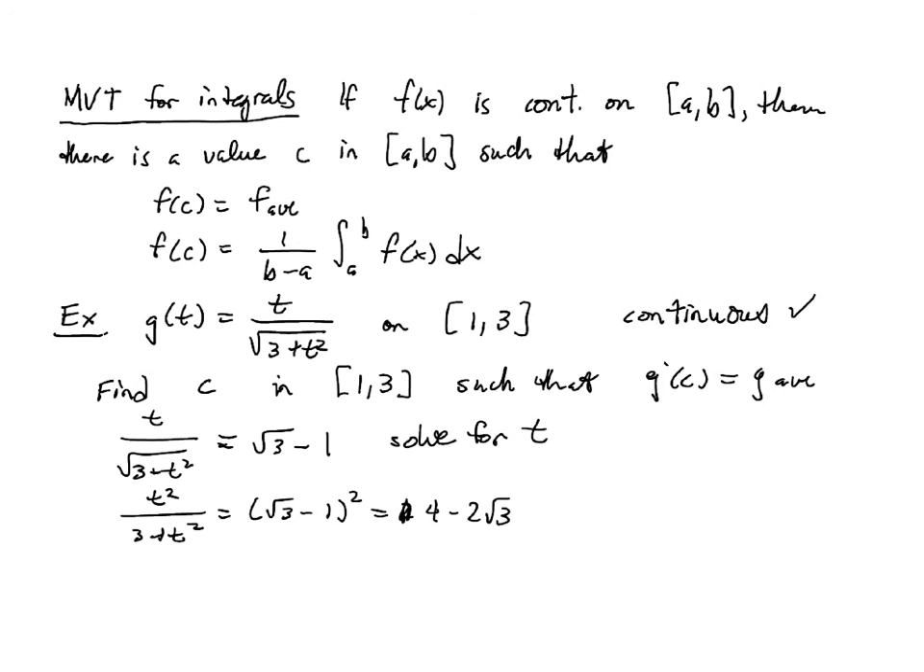When we solve that by cross-multiplying, we end up with t equals plus or minus the square root of 6 times 2 minus square root of 3 over 2 square root of 3 minus 3. And then we only worry about the positive square root because we're in the interval from 1 to 3. The value we get is approximately 1.8612.